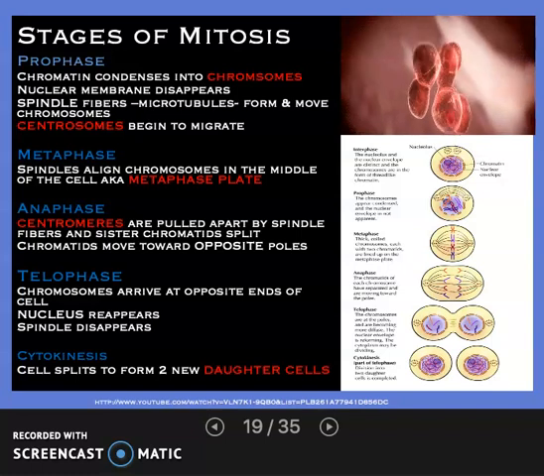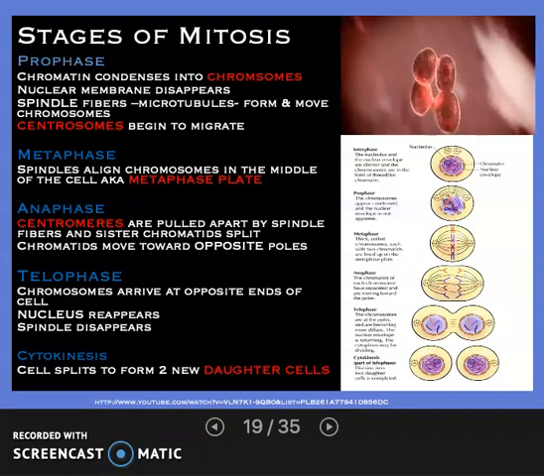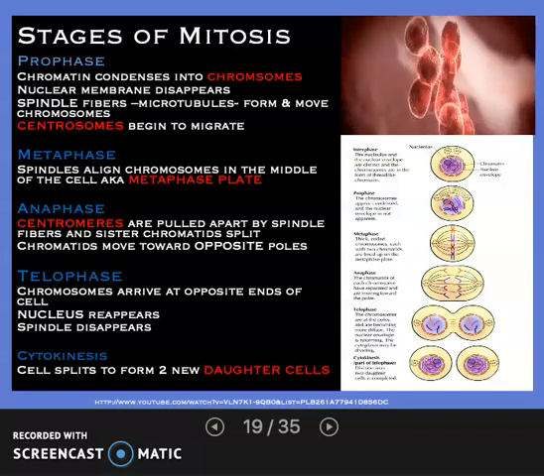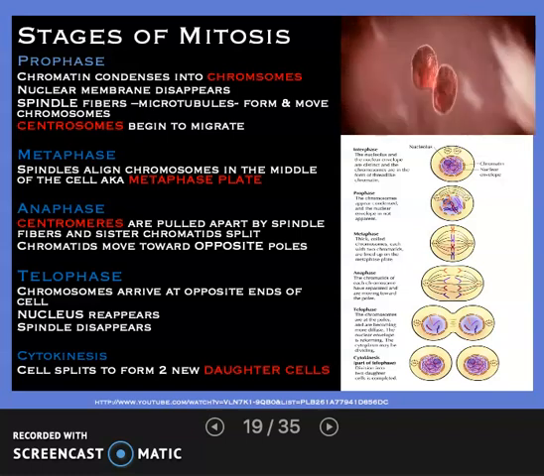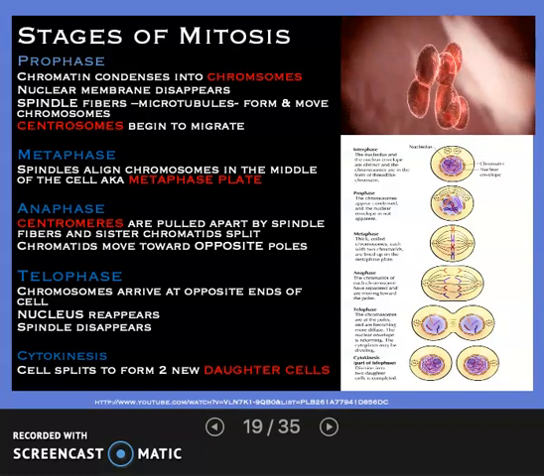If you recollect, we looked at the cell cycle and we said that there are 3 or 5 phases of the cell cycle. G1, S, G2, all making up interphase. Then we get to mitosis and then finally cytokinesis. Well, mitosis has 4 phases: prophase, metaphase, anaphase, telophase.